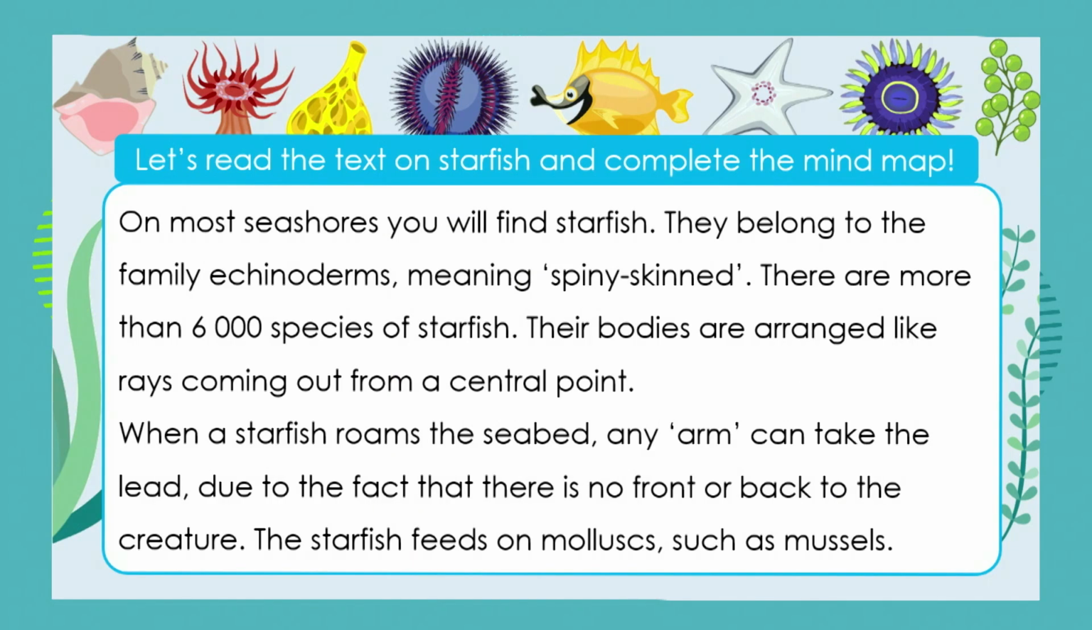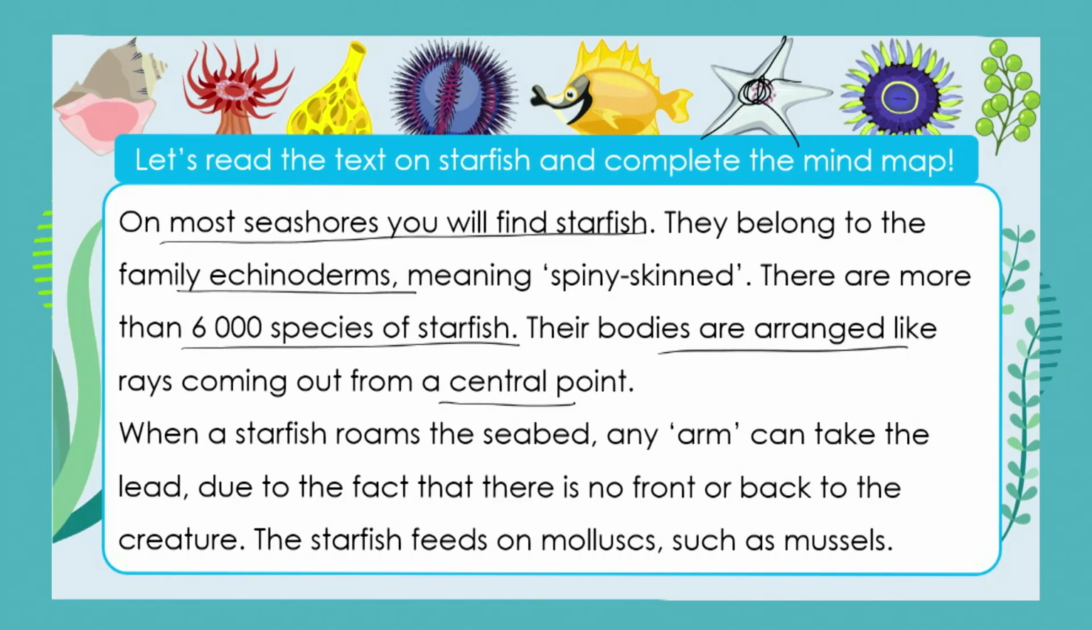So most seashores you'll find a starfish. Okay, that's important. They belong to the family echinoderms, also quite important, right? There are more than 6,000 species of a starfish. That's pretty interesting. Their bodies are arranged like rays coming out of a central point. Okay, so basically, if you look at this picture, there's the central point there and rays coming out.